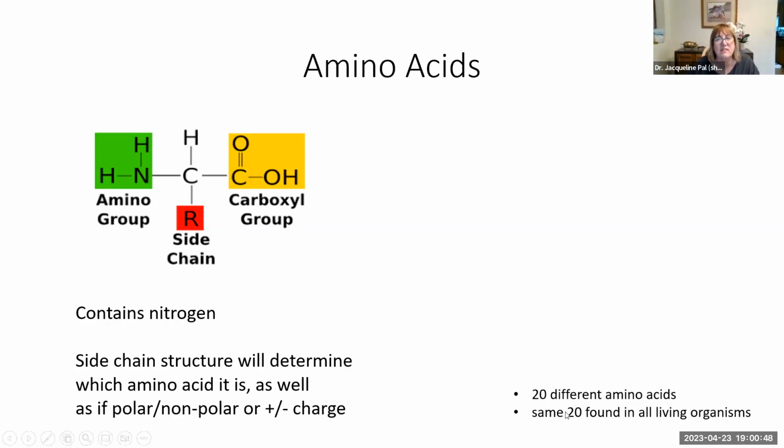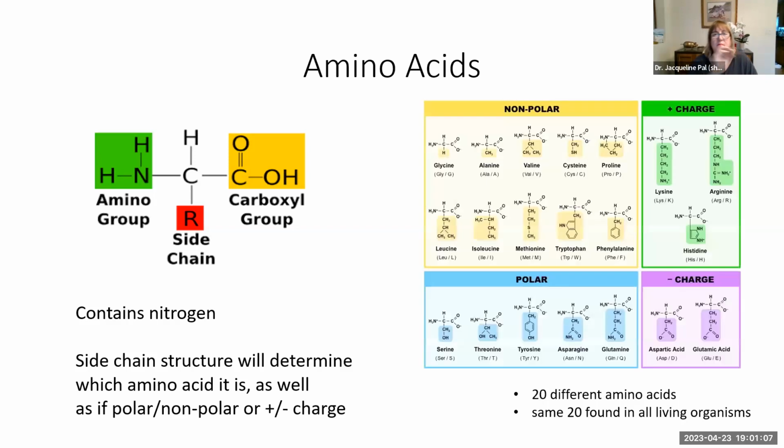And based on those side chains, we have 20 different amino acids. And those same 20 amino acids are found in all living organisms. In other words, you have the same 20 amino acids in your body as in a cockroach. So here are the 20 amino acids. You do not have to know which ones are polar here in blue, which ones are not polar there in yellow, which ones have a positive charge there in green, and which ones have a negative charge there in purple. Just realize there are some in each of the 4 categories.